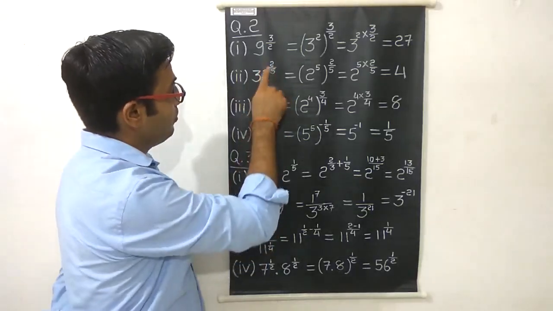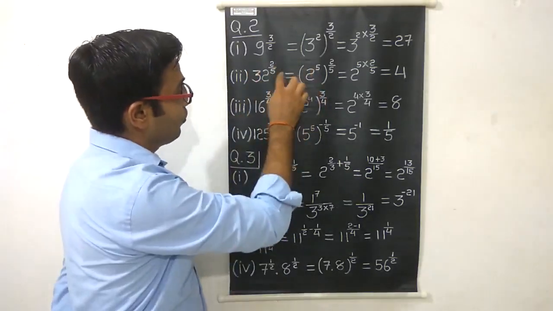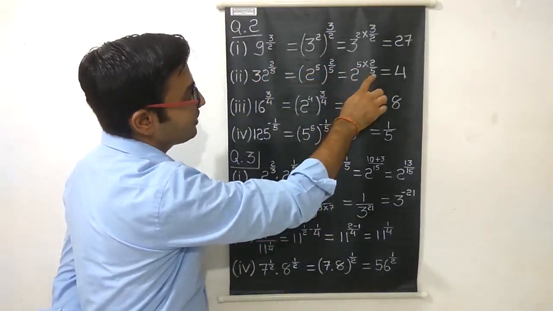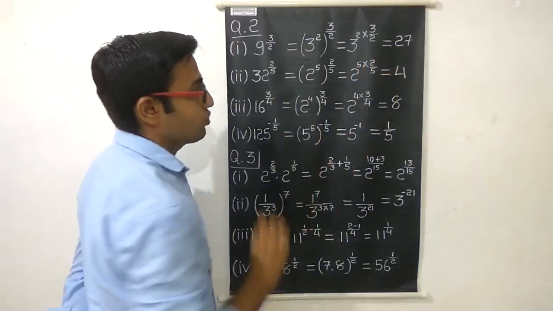Second one is 32 raised to 2 upon 5. Now we can put down, instead of 32, 2 raised to power 5 and all raised to power 2 upon 5. So here both the powers will multiply. This 5 and this 5 will cancel out each other. 2 raised to power 2 will remain. So the answer is 4.